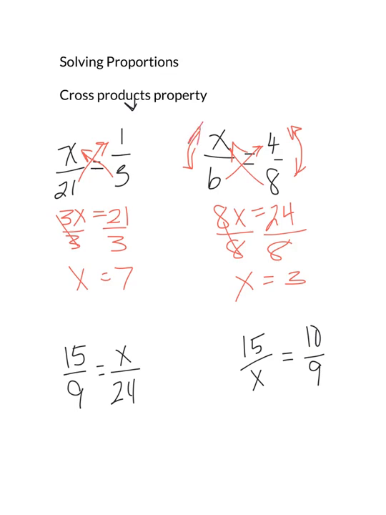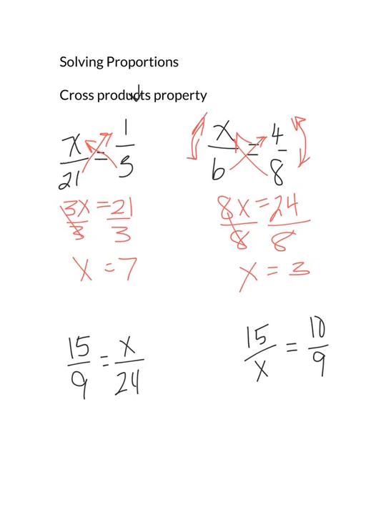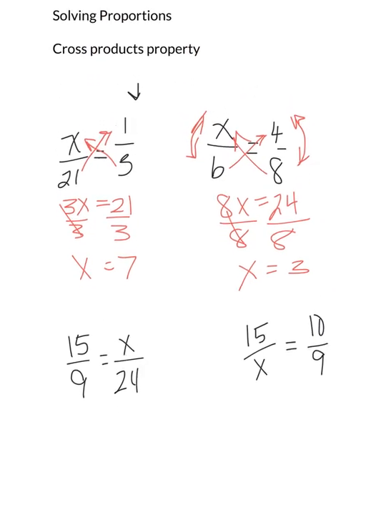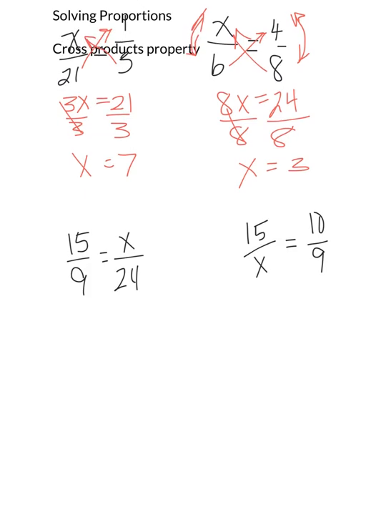Now, if we look at these next two examples, they're not as evident. Sometimes my answer is going to be an integer. Sometimes my answer is going to be a rational number. We don't really know until we get in there. So if you're looking at this next one, I'm going to use my cross products property because I don't know what factor to multiply 9 by to get to 24. So to do the same thing to 15 is not as apparent.